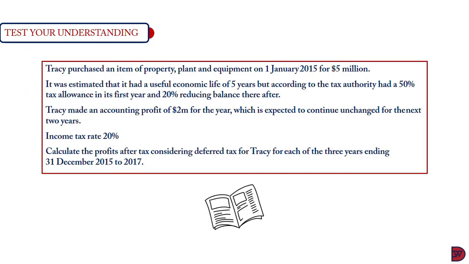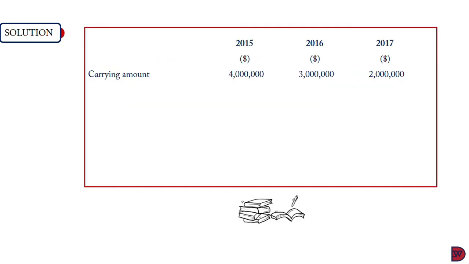Let's test our understanding. We are going to take the test of understanding from Tracy to try and explain what we have discussed so far. Here, the carrying amount for the asset for 2015 is 4 million, because the asset was bought in 2015 for 5 million. Depreciation was 1 million. 2016 is going to be 5 million less 2-year depreciation, giving us 3 million. 2017 is going to be 2 million, which is the 5 million less 3-year depreciation for 2015, 16, and 17.